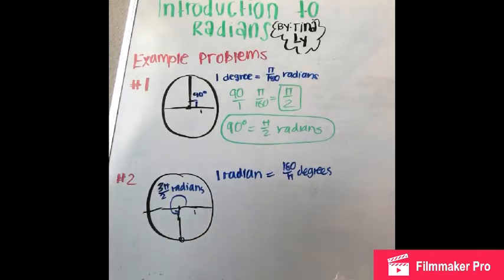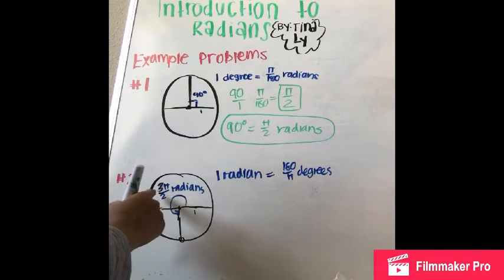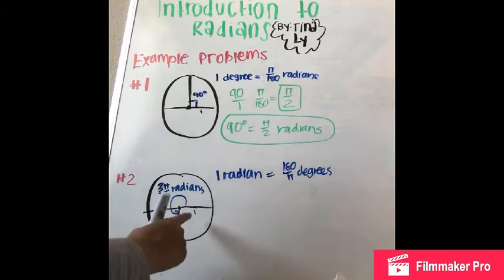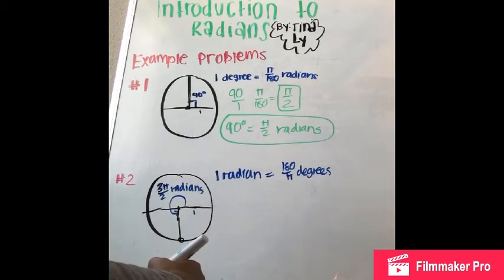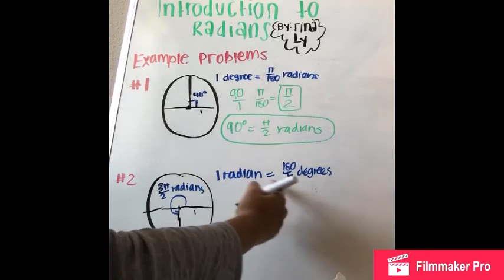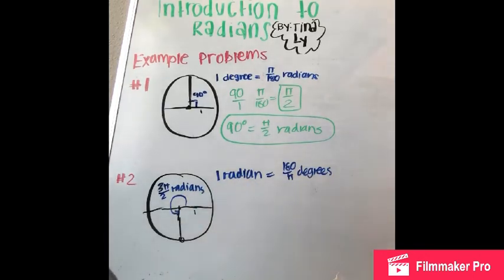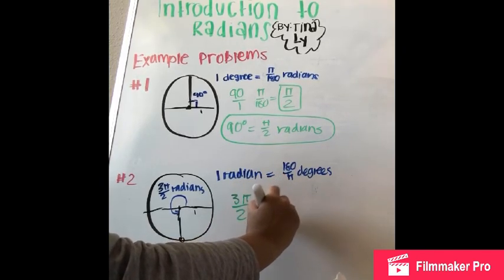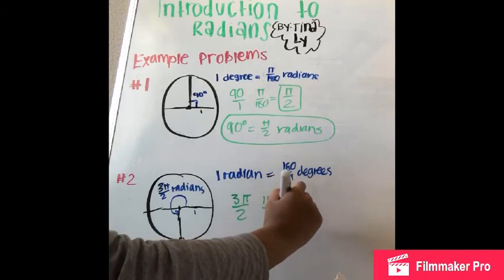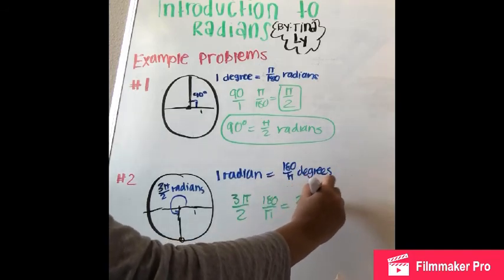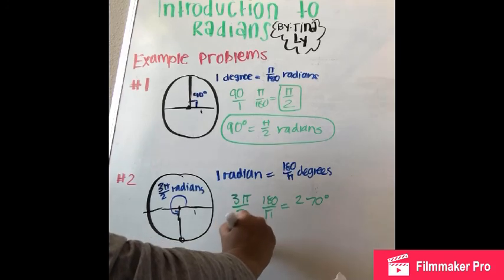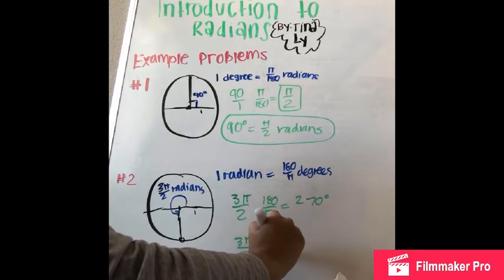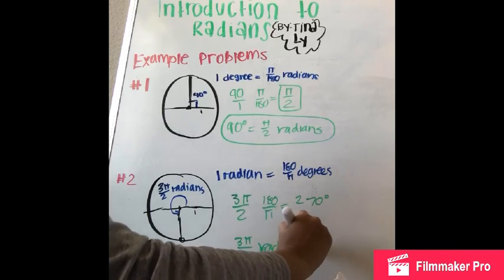Example problem number 2. The angle we see in this circle is 3 pi over 2 radians with radius 1. What would this angle be if converted to degrees? We already know that 1 radian equals 180 over pi degrees. So in order to convert this into degrees, we multiply 3 pi over 2 with 180 over pi, which results in 270 degrees. The angle of 3 pi over 2 radians on this circle can be represented as 270 degrees when converted from radians to degrees.